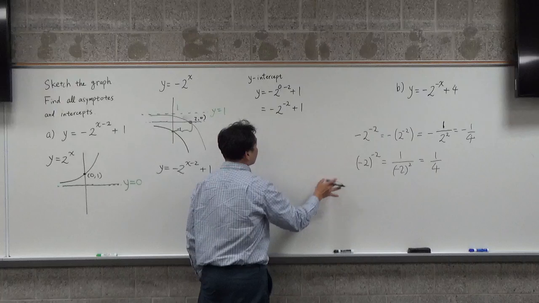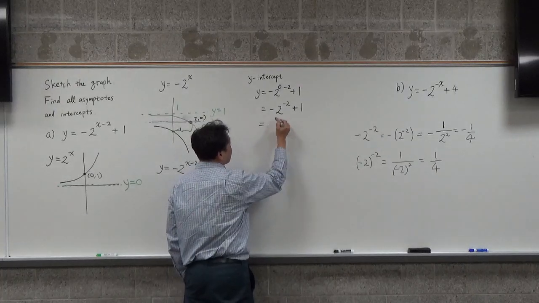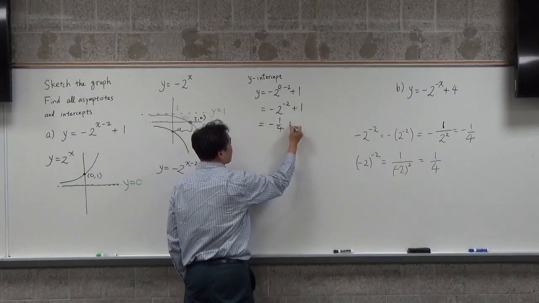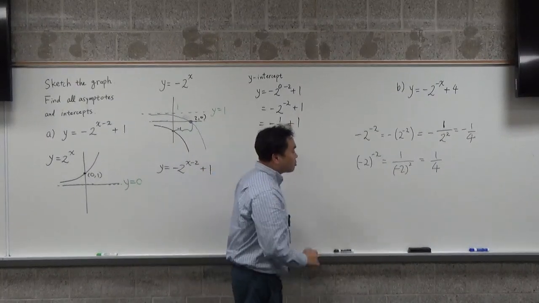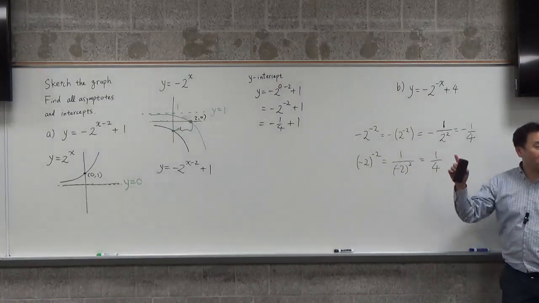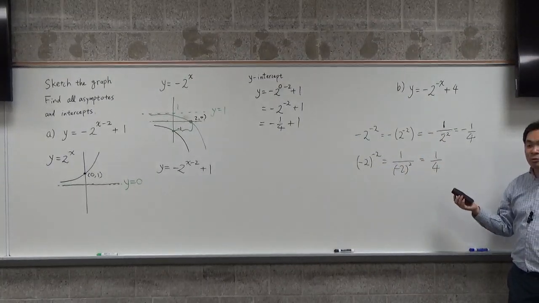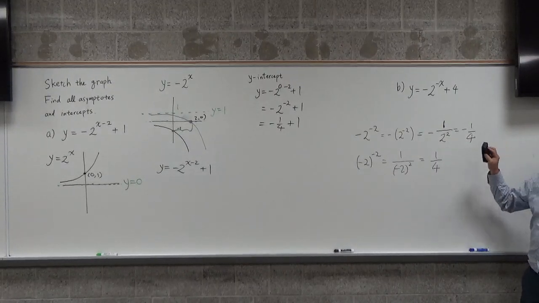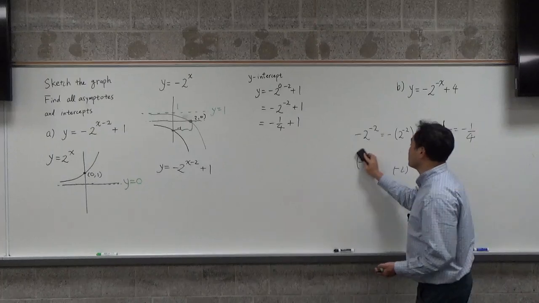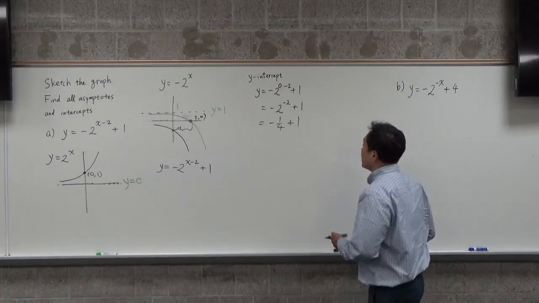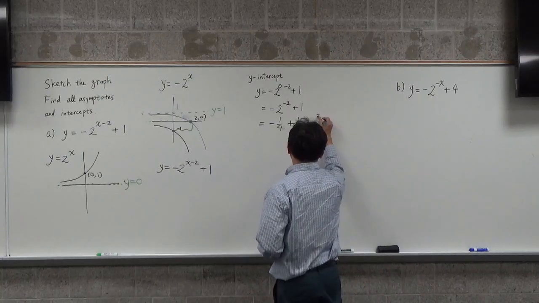So hopefully that's okay. This is going to be the first case, which is negative 1/4 plus 1. What is negative 1/4 plus 1? 3/4, right? If you have $1 and somebody takes away 1/4 from it, you get 3/4 left. Good. So you get 3/4 as your y-intercept.